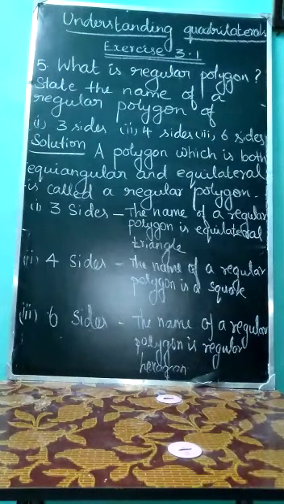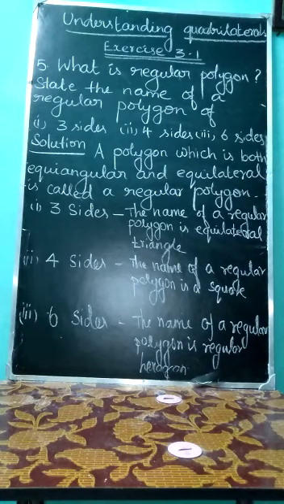Next problem. What is a regular polygon? State the name of a regular polygon of 3 sides, 4 sides and 6 sides. Actually, what is a regular polygon? The solution: a polygon which is both equiangular and equilateral is called a regular polygon. Equiangular means all the angles are equal. Equilateral means all the sides are equal. That is a regular polygon.